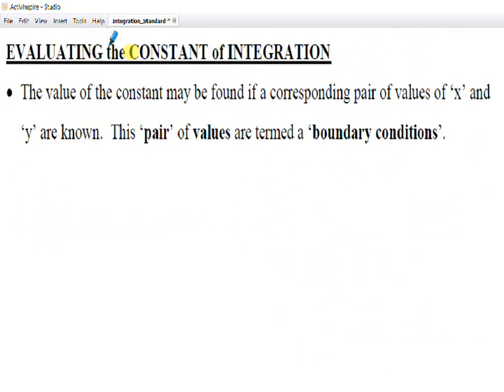Okay, we've talked about adding the constant of integration to all our solutions. What if we actually want to find out its numerical value? Well, for that we need to be given some boundary conditions, and you'll see in the examples we're going to look at now, they will give us boundary conditions, and that will allow us to solve for the constant of integration c.